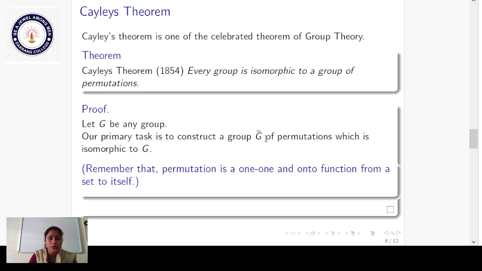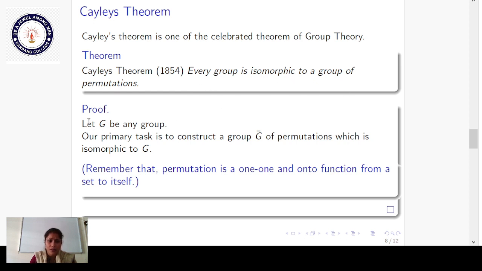Before going to properties of isomorphism, let us discuss one very celebrated theorem of group theory, which is Cayley's theorem. This theorem is named after the great mathematician Cayley, and you have already heard this name when we construct Cayley's table for a group operation. So what is Cayley's theorem? It was given in 1854: every group, irrespective of its operation, whether finite or infinite, is isomorphic to a group of permutations. That means given any group G, there will be an isomorphism from that group to a group of permutations.